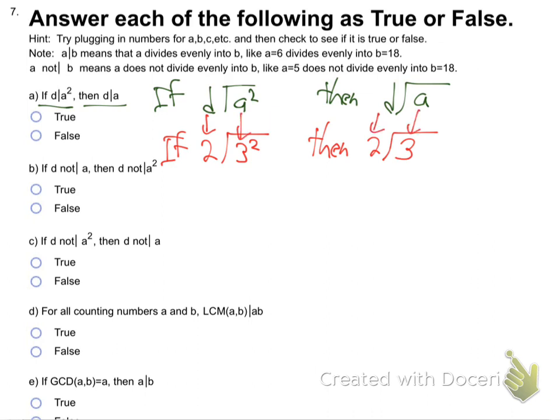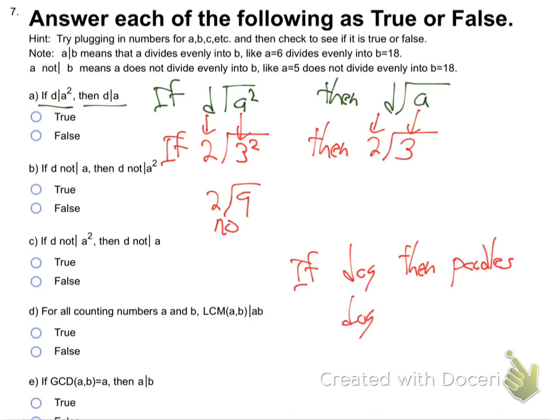Does that work? Does 2 go into 9 evenly? No. Stop right there. Then this isn't even valid. Remember, you have to make the if true. If somebody said, if I look out the window and see a dog, then it's a poodle, that's not true. Not all dogs are poodles. But if you're going to prove them wrong, you're going to have to look out the window, see a dog that's not a poodle, right?